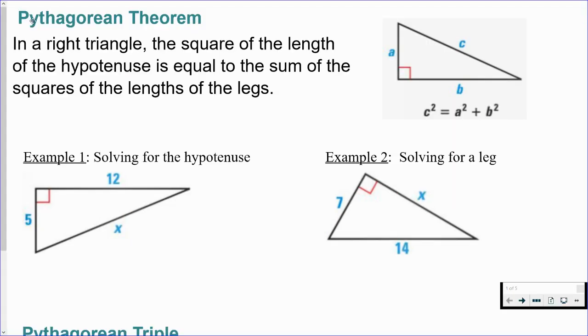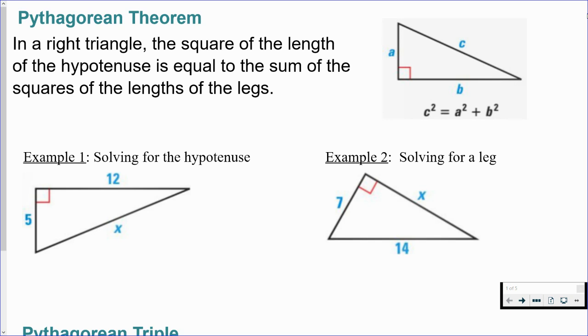All right, guys, today we're going to take a look at some right triangle stuff. We're going to be looking at the Pythagorean Theorem, which you may have seen before. So if this is not new, then hopefully this is just a nice refresher. If it is brand new, we're going to start with the basics, so don't worry.